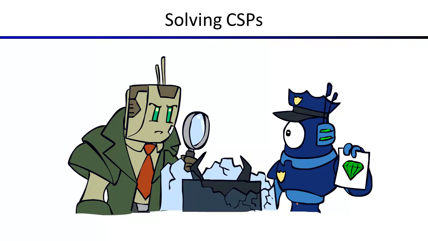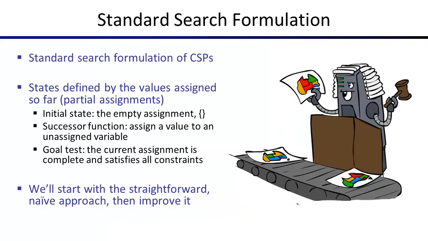So how do we solve them? A standard search formulation for CSPs could be as follows. You define your states in your search space as the values assigned so far. So partial assignments correspond to nodes in your search tree. Your initial state, initial node in your search tree, is the empty assignment. That's what you start out with in your search tree.